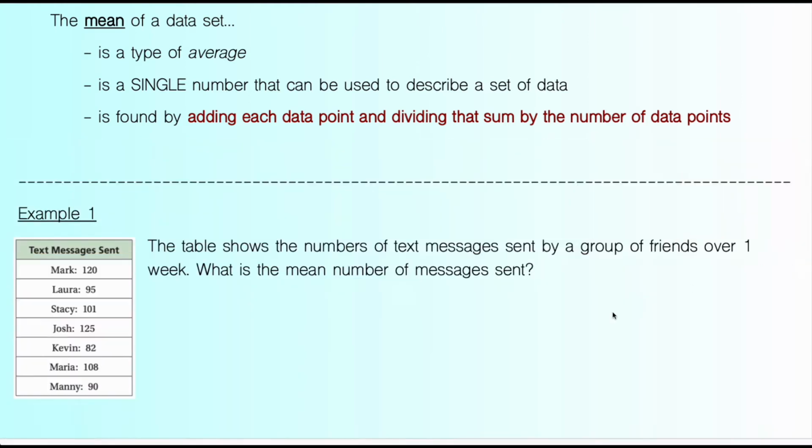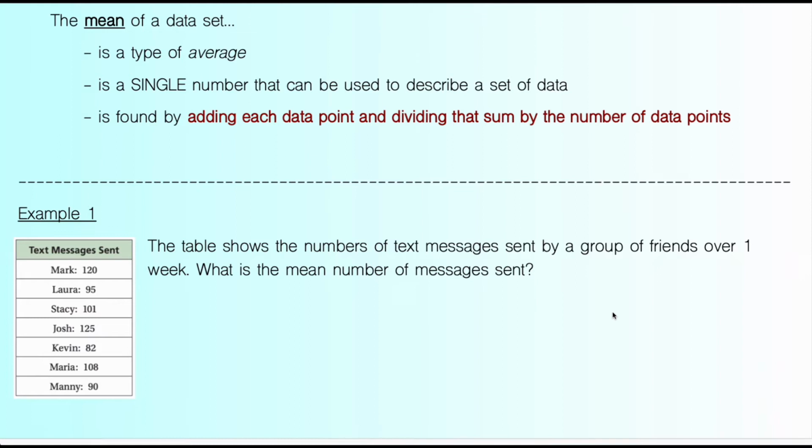So we're going to look at a little mini data set and find the mean. In this table, you see the number of text messages sent by a group of friends during the course of a week. I would imagine these numbers are way higher nowadays, especially with everyone locked at home and unable to see their friends. But whatever, we're going to use these numbers. Mark's at 120, Laura's at 95, Stacy's at 101, Josh 125, Kevin 82, Maria 108, and Manny 90.